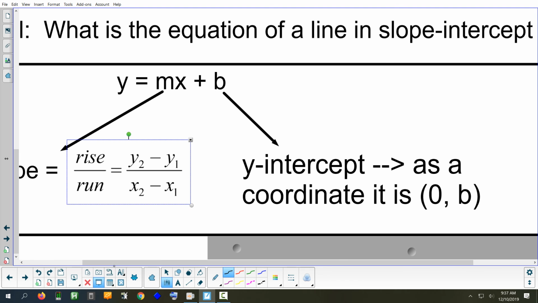So as a coordinate, it's always 0, and then what number do you put? You put whatever number is right there. If it was a 3, you'd put 3. If it was a 2, you'd put 2. But it'll always be 0, comma, and then a number.